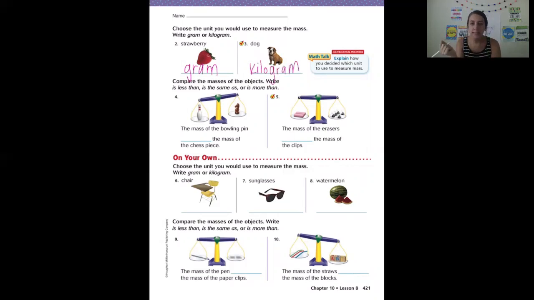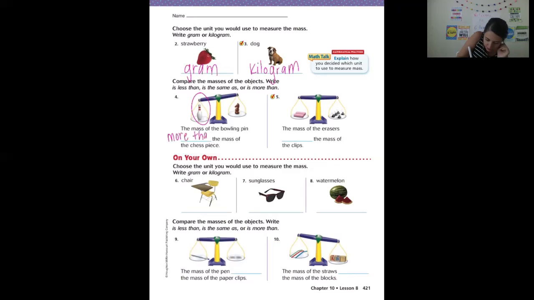Now, sometimes you might see a scale, and this is called a balance scale. So when we look at a scale, if it's heavier on one side, that means the weight is heavier. If it's balanced, the weights are equal. So if one side's down, that's the heavier object. So compare the masses of the objects: less than, same as, or more than. So the mass of the bowling pin is less than, the same as, or more than the mass of the chess piece. I think the bowling pin is the one coming down, so that has to be the heavier object. So the mass is more than.